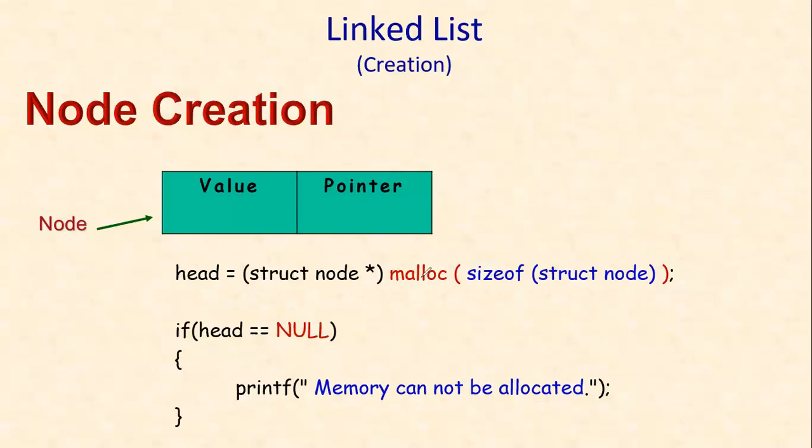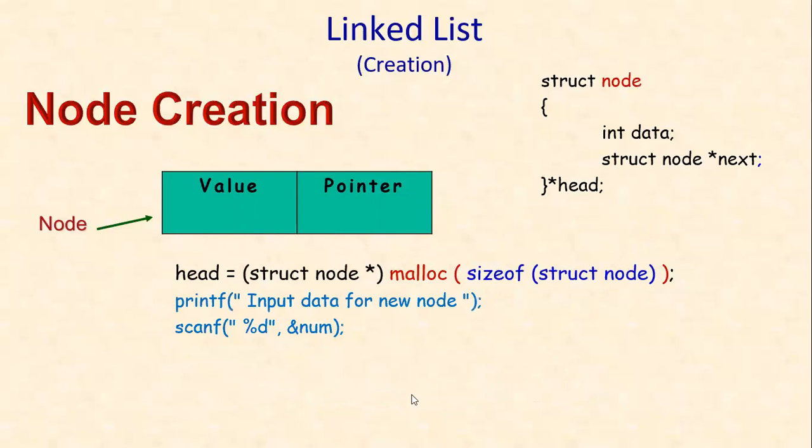Then what will we do? Whenever malloc has allocated memory, we will input a value into that node. See here, in the value place, we are going to keep the value. So for that I am reading a number. After reading a number, what should I do?